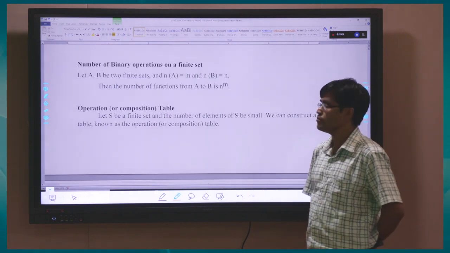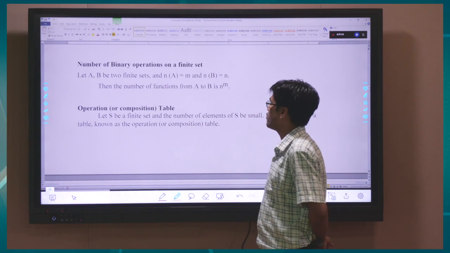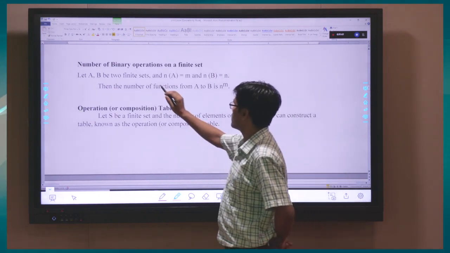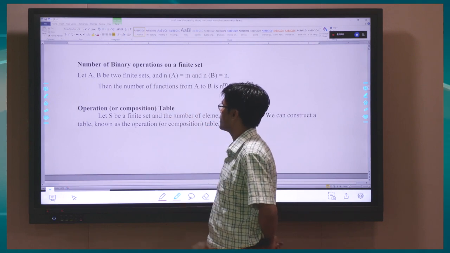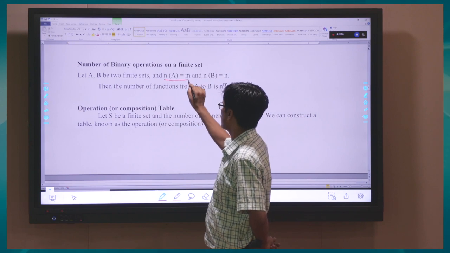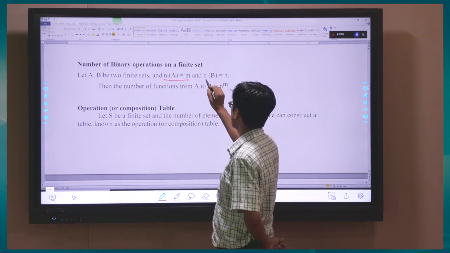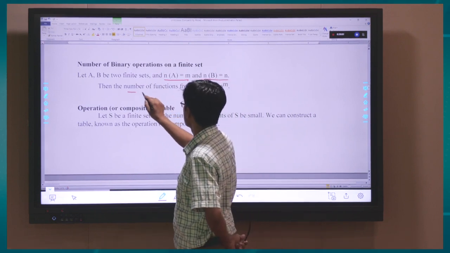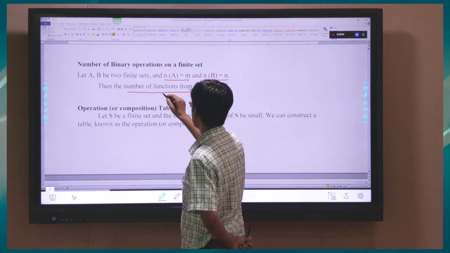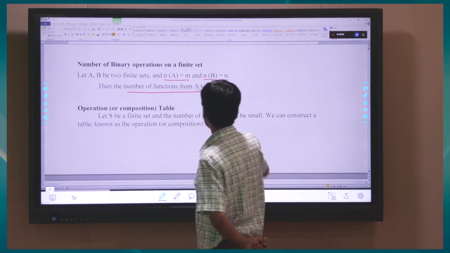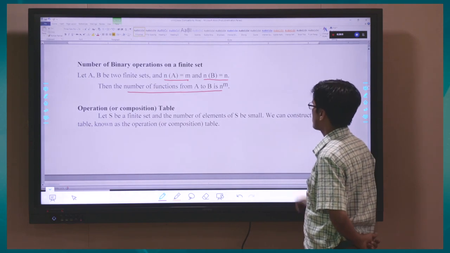Now there is a formula: how can we find the number of binary operations on a finite set? This is a standard formula. If we consider two finite sets A and B, where the number of elements of A is M and the number of elements of B is N, then the number of binary operations from A cross B is N to the power M.